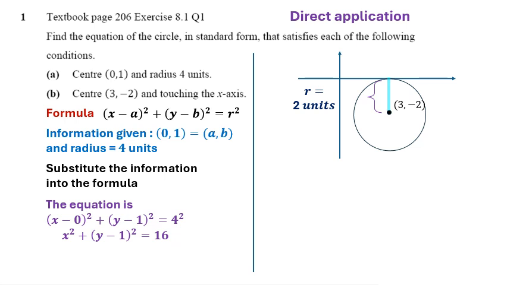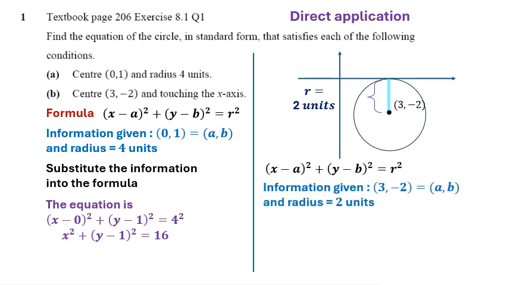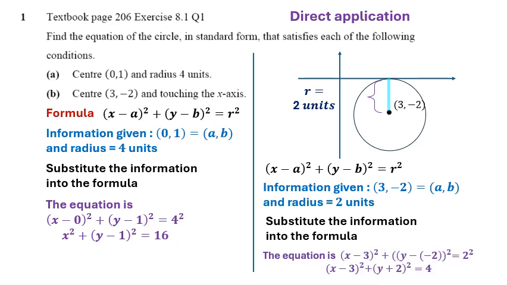And with this information, again, we can substitute into the formula, where you can substitute the values of a to be 3, the values of b to be -2, and the values of r to be 2 units. And then this is what you get. Right, when you substitute into your y minus b, just be careful, it's y minus bracket -b, because the value for your b is -2. So that in the end, when you simplify it, you turn out to be y plus 2. Right, so this is how you do it.